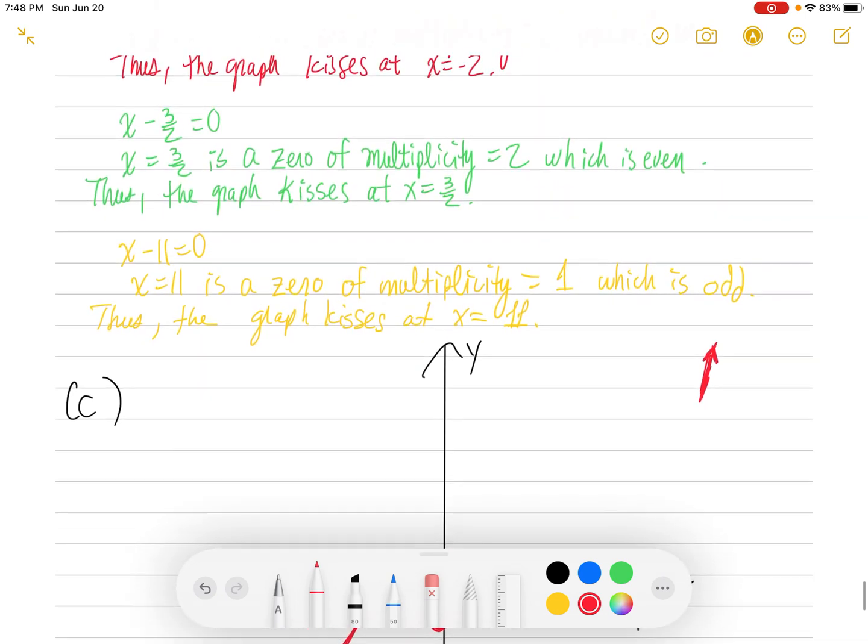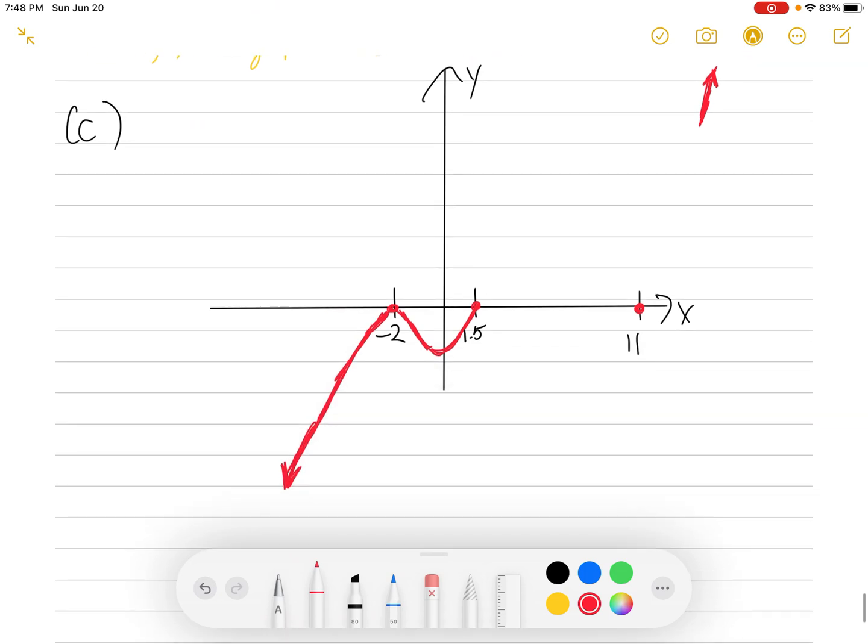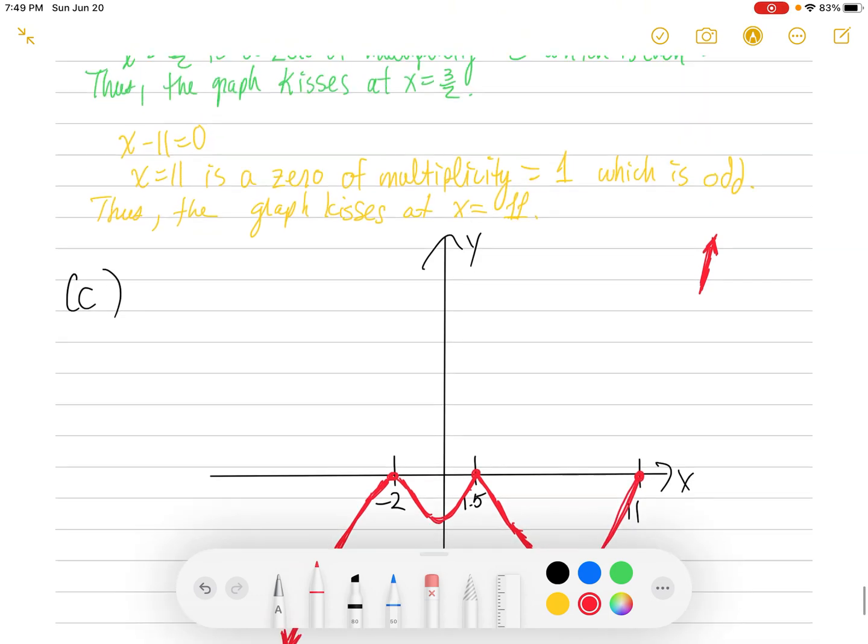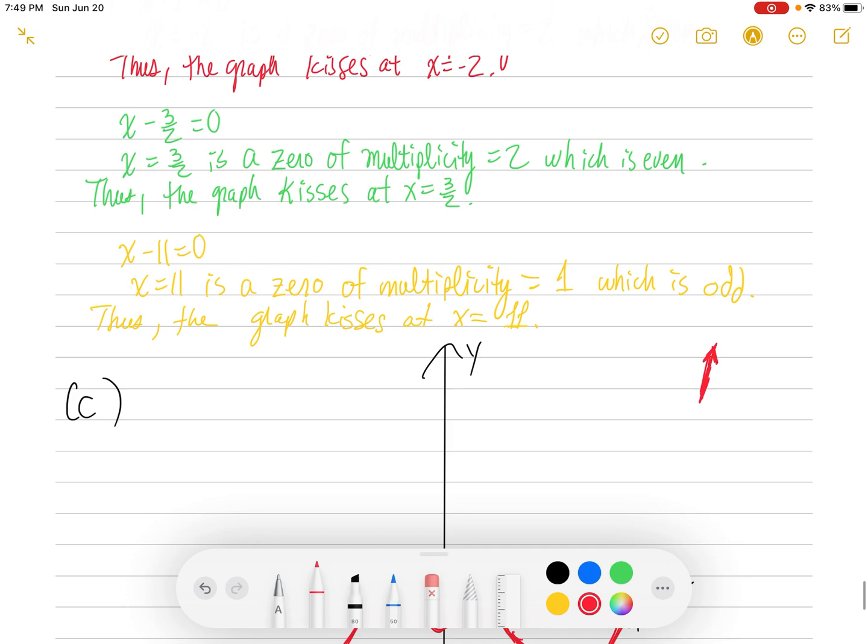Now, what do we do at 1.5? That's the same thing as 3/2. We kissed at 3/2, right? So we're going to kiss 3/2 or 1.5, and we're going to come back down. So now we have to connect with 11. What do we do at 11? The graph should have crossed. Why did I write kiss? I don't know. Should have crossed.